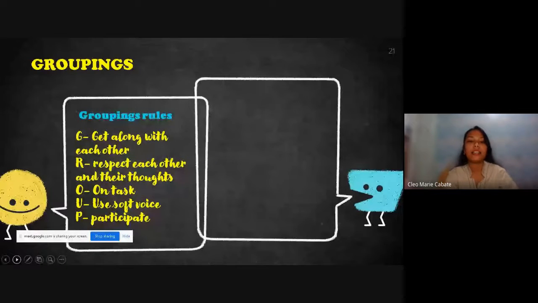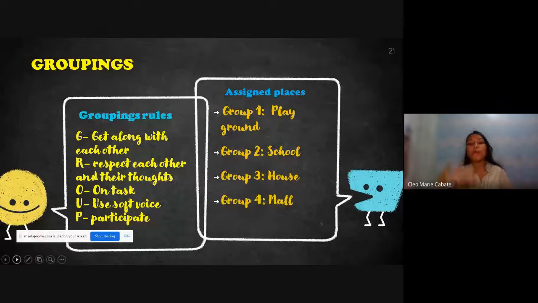For your group activity, first are the grouping rules: get along with each other, respect each other and their thoughts on the task, use a soft voice, and participate. Please count 1 to 4. Great. Group 1's assigned place is the playground, group 2 is the school, group 3 is the house, and group 4 is the mall. Think about the things you often do in that assigned place. Then write a sentence based on the things you commonly do. Then encircle the action words that you use.